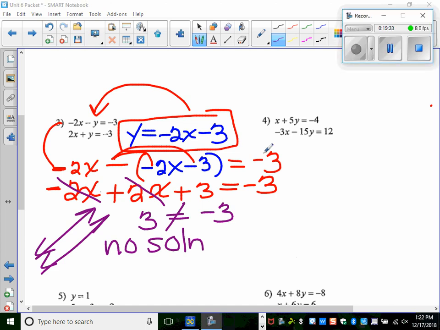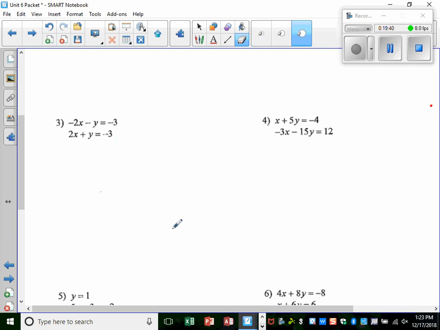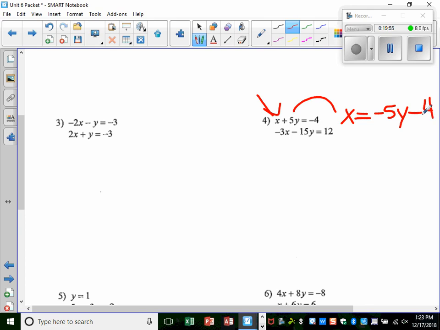We'll go back to number 2. So let's do number 4. So in number 4, okay, we're going to solve this for x because that's the coefficient of 1. So I just need to move the 5y to the other side. Okay, so I end up with x is now negative 5y minus 4. So where I see x in the other equation, I'm going to replace it with negative 5y minus 4.